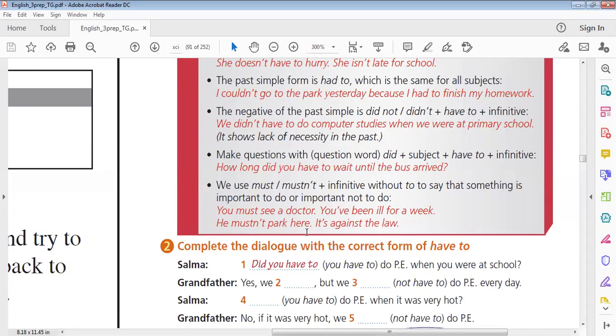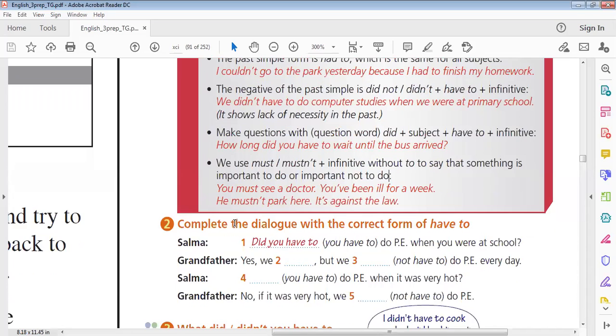But if something is prohibited, something which is banned, something that you cannot do at all because it's against the law, against the religion, for example, you will use mustn't. Like this, he mustn't park here, park his car, I mean. Why? Because it's against the law. For example, there is a no parking sign here. So you are not allowed to do that. It's prohibited to do that, and so on.